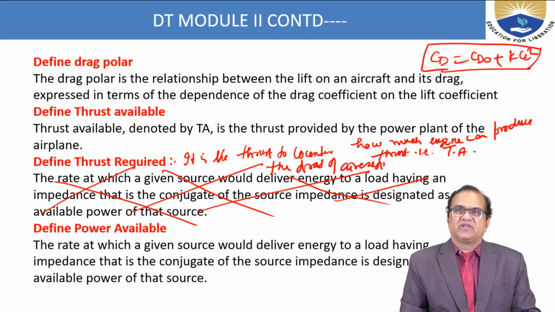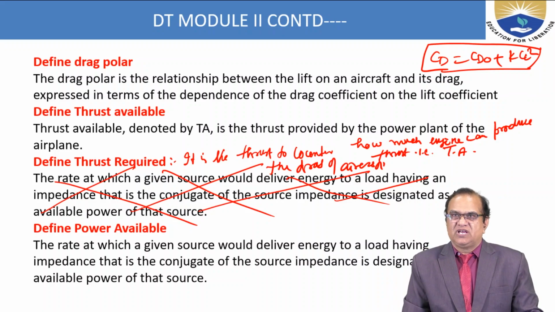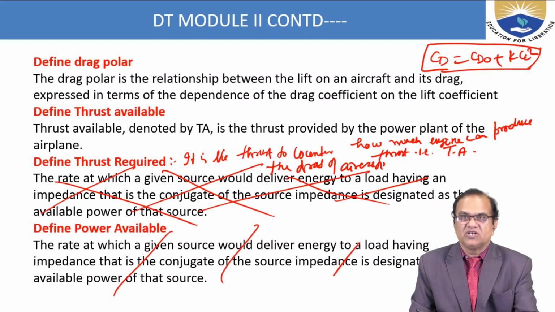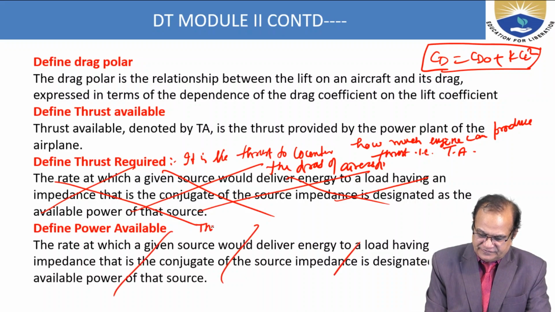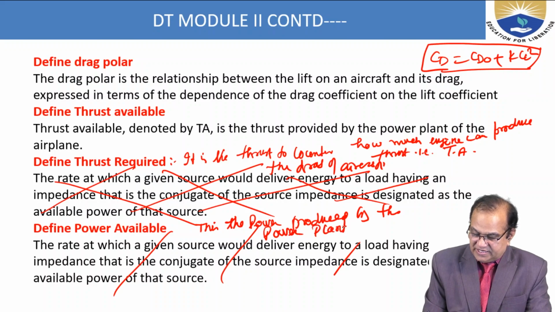So the rate at which a given source would deliver energy to a load having an impedance of that conjugate is called the power available. So this is the power produced by the power plant. This will be greater than PR.